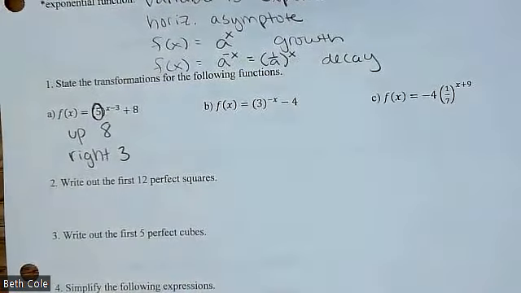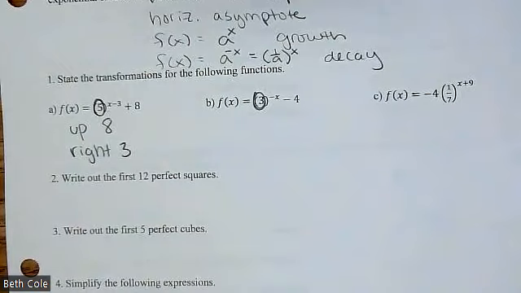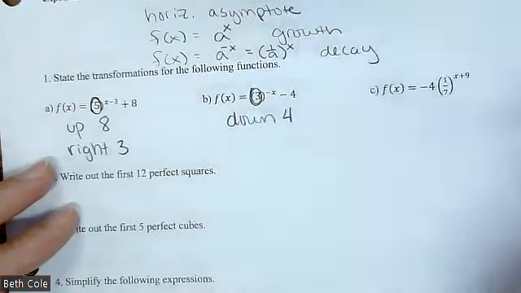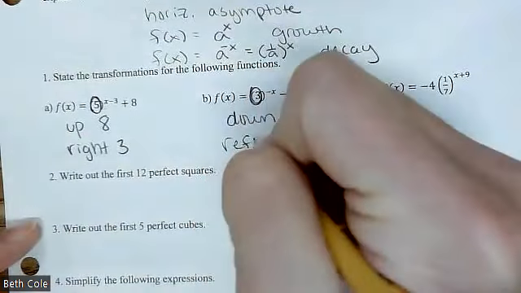For B, what's the base? 3. So that's not going to do anything. And we have 2 other transformations. Down 4. And it's reflect over y. The negative is inside the function. So it's reflect over y.